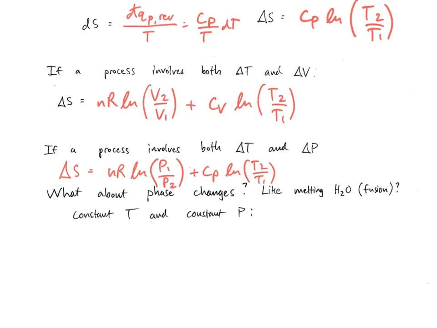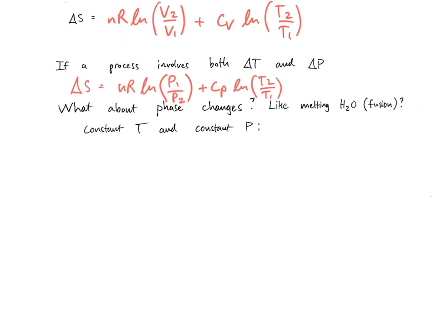And finally, we can consider a phase change, which obviously wouldn't apply to an ideal gas, but applies in general. If we think of the melting of H2O, and remember that fusion is another word for melting, a transition from the solid to the liquid state. Let's assume that this is happening at constant temperature and also at constant pressure, which is a valid assumption for a phase change that might occur in the laboratory.